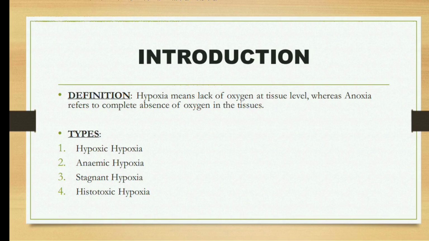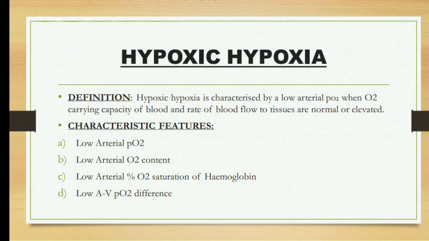Moving on to further details, first is the hypoxic hypoxia. What is hypoxic hypoxia? As the name suggests, it means low arterial pressure of oxygen, or you can say the partial pressure of oxygen, when the oxygen carrying capacity of blood and the rate of flow of blood to the tissues are normal or elevated.